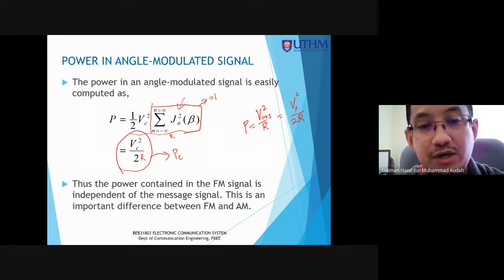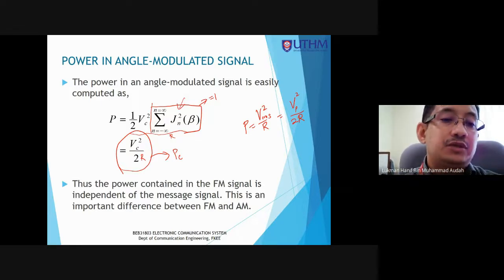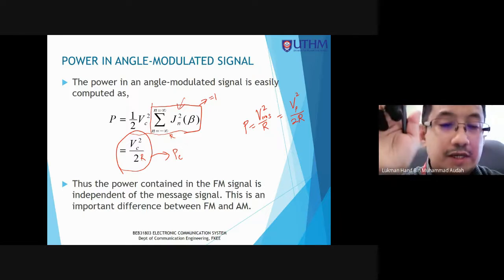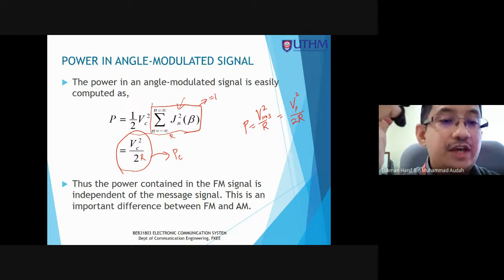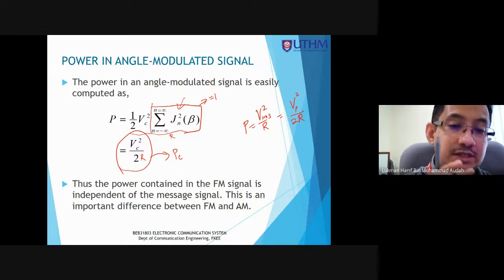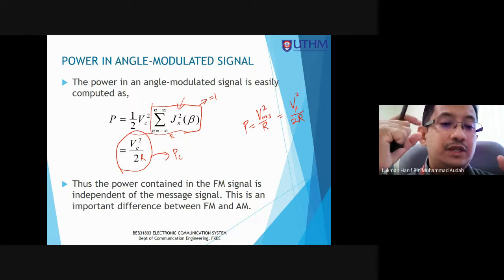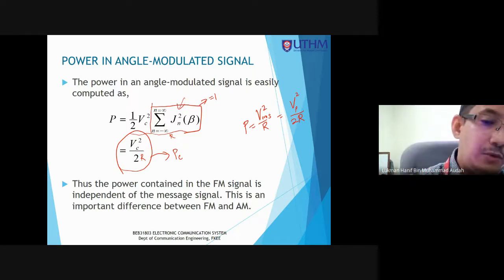So if the summation of J square from minus infinity to infinity equals 1, therefore the total power is equal to the carrier power. See? So that means theoretically in angle modulated wave, either FM or PM, the total power produced in the angle modulated wave is equal to the carrier power. Later we will see that, theoretically, the sum or total power in angle modulated wave is equal to the carrier power.